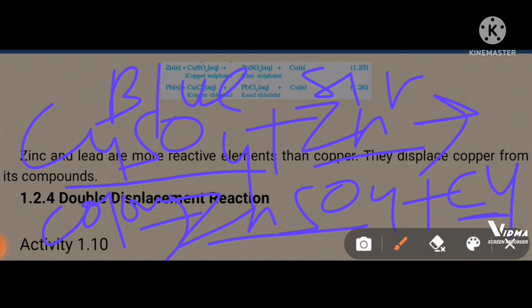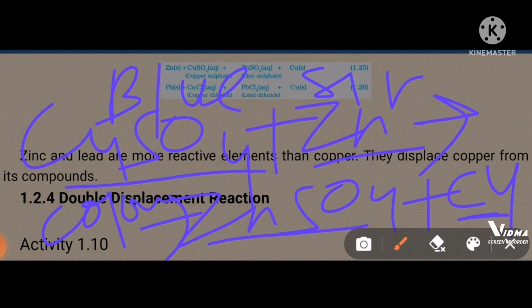In this reaction, zinc displaces copper from the copper sulfate compound so that copper is set free. The blue color of the copper sulfate solution fades. It fades due to the formation of zinc sulfate, which is colorless. A red-brown deposit of copper metal is formed on the zinc strip. Displacement reaction takes place because zinc is more reactive than copper.